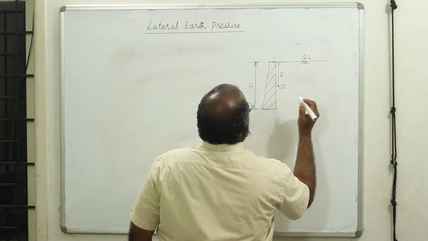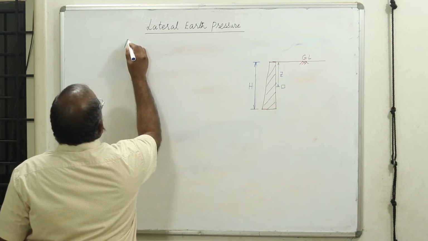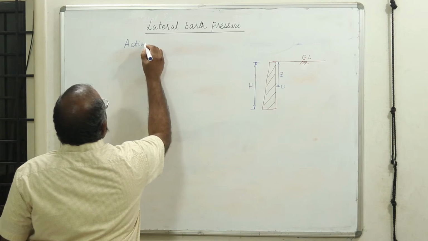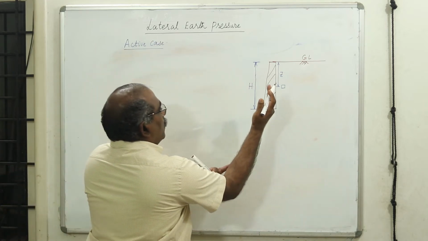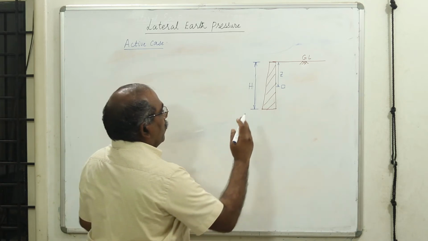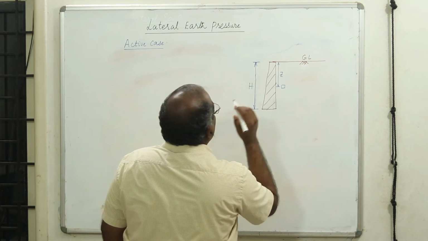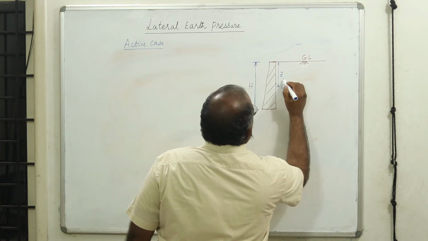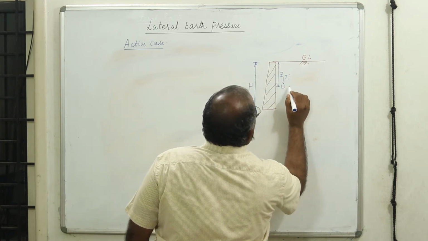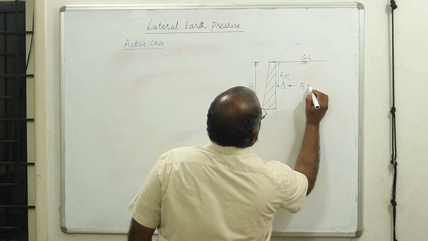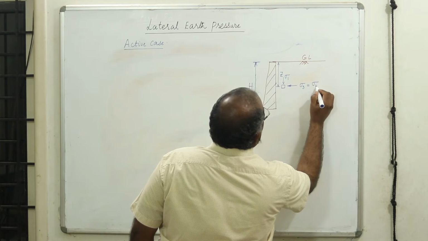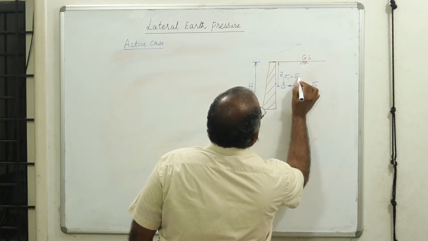Now what is the case? Let us consider only active cases. Active case means the wall is moving away from the fill. Now what will be the state of stress? This will be the major principal stress, sigma v, and the horizontal stress is the minor principal stress, sigma 3, which is sigma h.